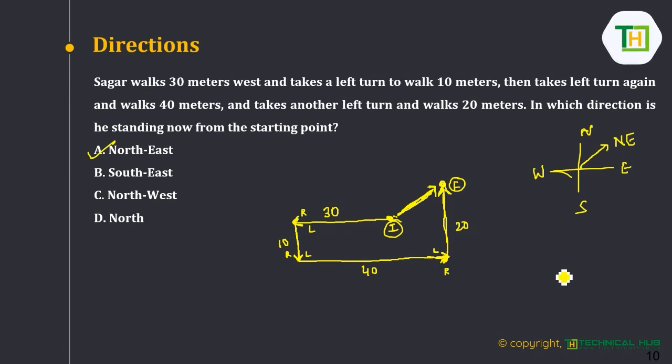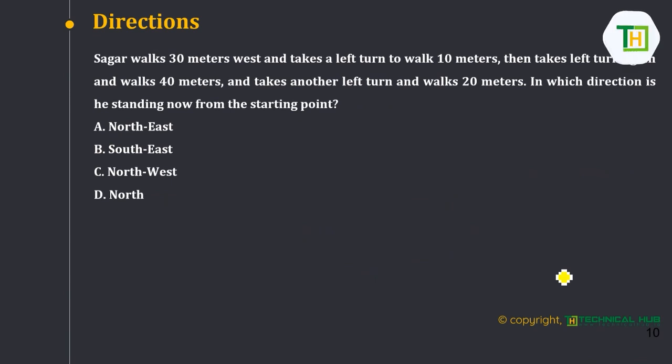The question is in which direction is he from the starting point? Okay, in which direction is he standing from the starting point? That means if I view that person from the starting point, in which direction is he there? So from the starting point, he is now in the northeast direction, not north. In which direction he is facing means north. So read the question carefully before answering it. So let's move on to the next one.